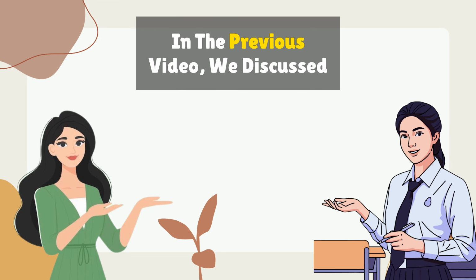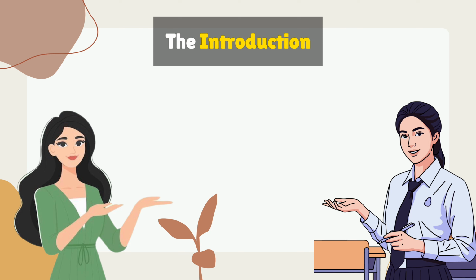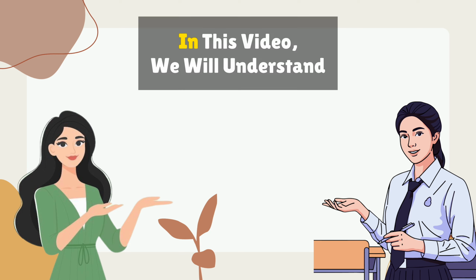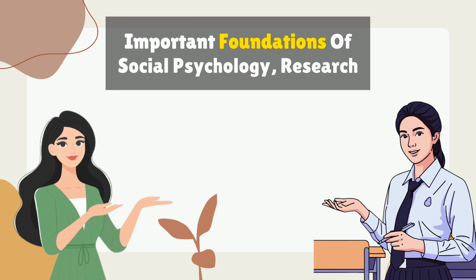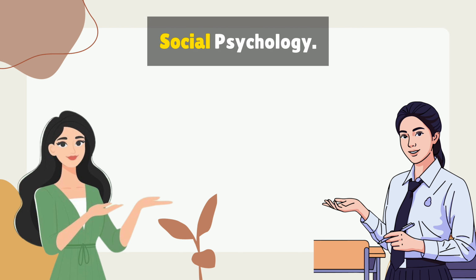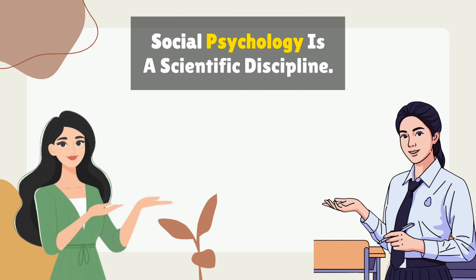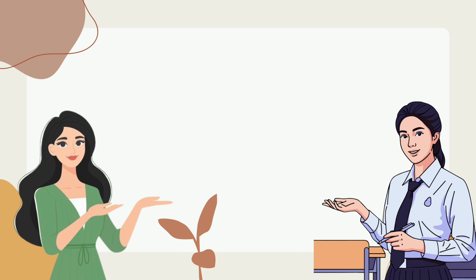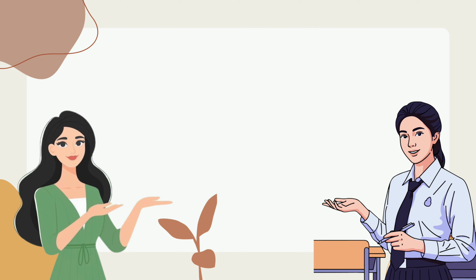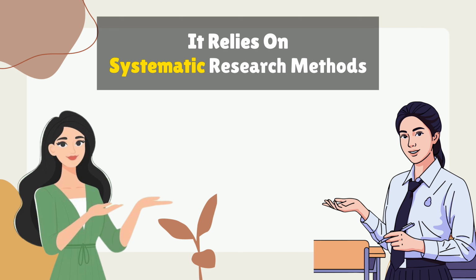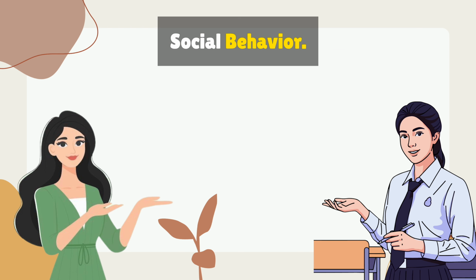In the previous video, we discussed the introduction to social psychology. In this video, we will understand one of the most important foundations of social psychology, research and methods used in social psychology. Social psychology is a scientific discipline. This means it does not depend on guesses or personal opinions. It relies on systematic research methods to study social behavior.